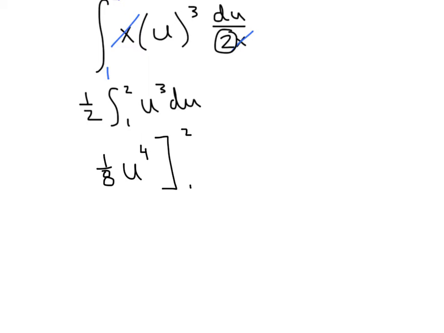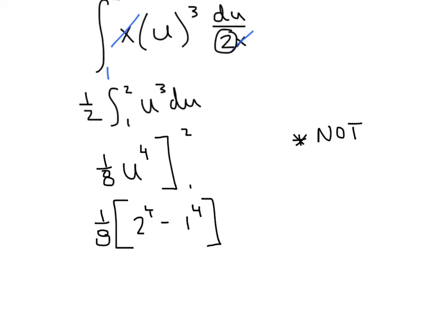Notice we are not rewriting these antiderivatives so that they're in terms of x. We're not doing that. We're just going to plug in our bounds, and that's the big benefit of rewriting the bounds in terms of u. So I've got my 1/8, and you could leave the 1/8 outside and just go 2 to the 4th minus 1 to the 4th. 2 to the 4th is going to be 16 minus 1 is 15. So 15/8 is the numerical value of that definite integral.